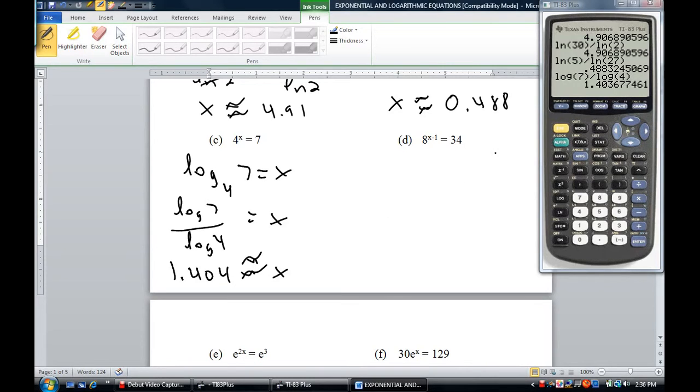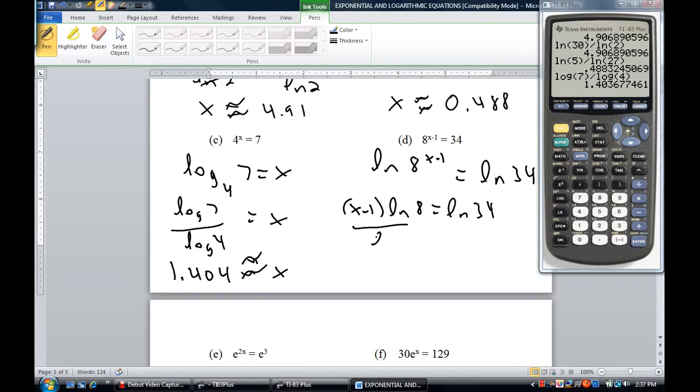1.404. To the next one, just to show you it doesn't matter, I'm going to take the natural log of both sides. Now this one is not going to be as easy, so I might have to use some extra space. Now I'm going to move the exponent out in front, and I'm going to put that in parentheses. Now what I'm going to do, I'm going to divide both sides by the natural log of 8.